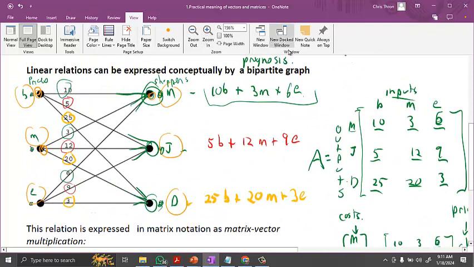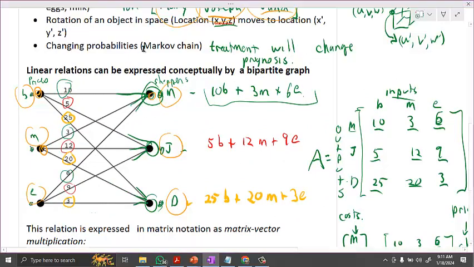All right. So these numbers are not quite so clear, but let's see. For instance, this 10 here. You see the 10 here. This 10 represents the fact that Mary buys 10 units of bread. So that's the connection between Mary and bread. Mary buys 10 units of bread.